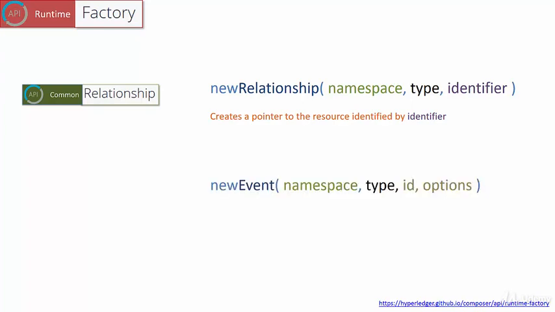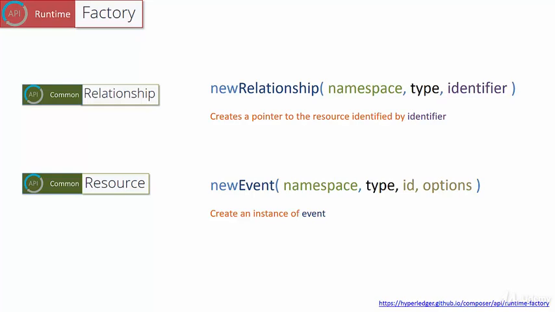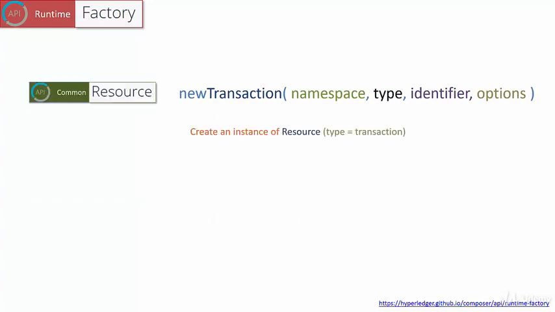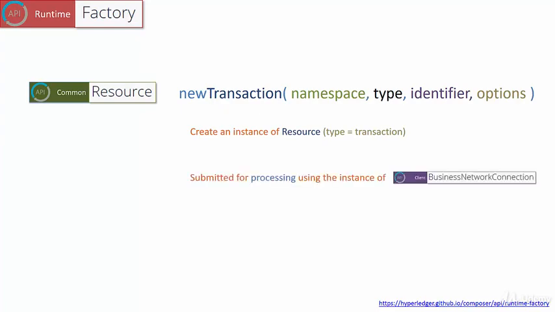The newEvent function takes the namespace, the type, the ID of the event, which is optional, and some options, and creates an instance of the resource of type event. The fifth function is newTransaction, which takes the namespace, the type, an identifier, and the options. A call to this function creates an instance of the resource class with the type equal to transaction. Now this transaction can be submitted for processing using the instance of business network connection, which is already connected to the runtime. And to do that, you can use the function submitTransaction with the transaction object created with the newTransaction function.